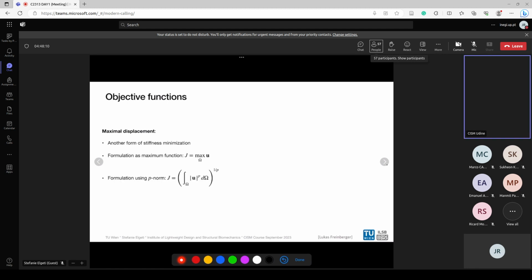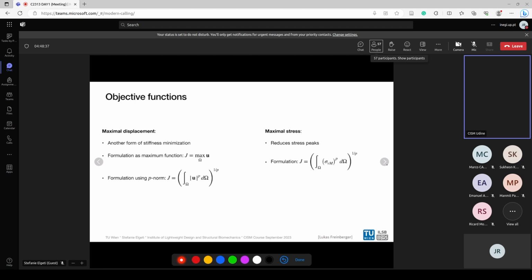Then let me go through here. So the maximal displacement is another form of stiffness maximization. I will try to fix that before the slides are online for you. So we look at the maximum of the displacement.